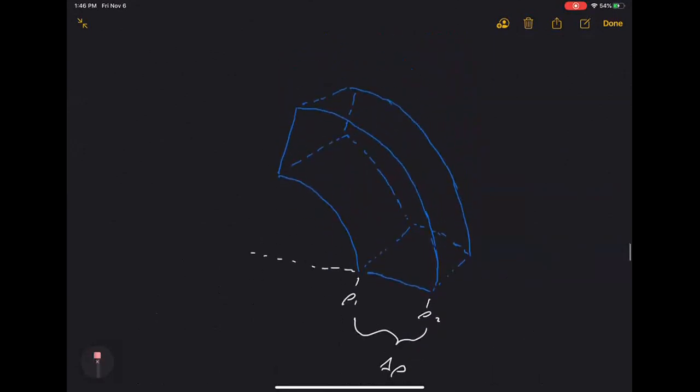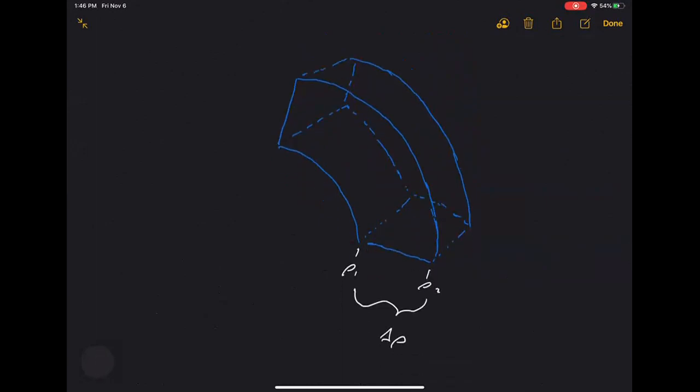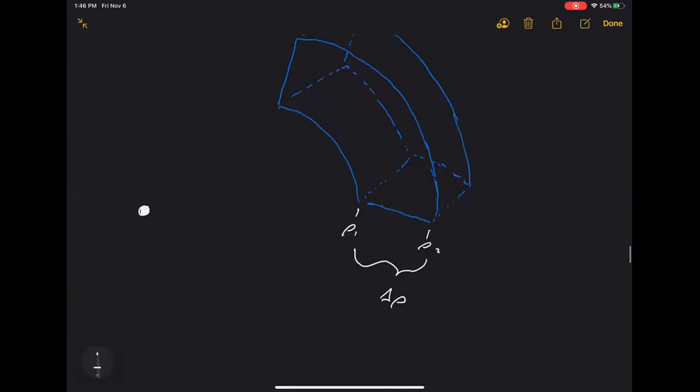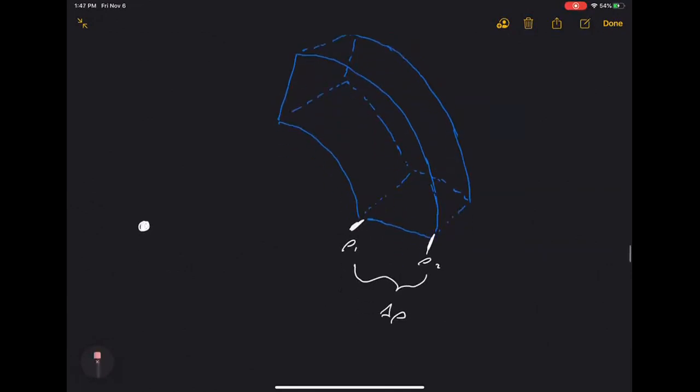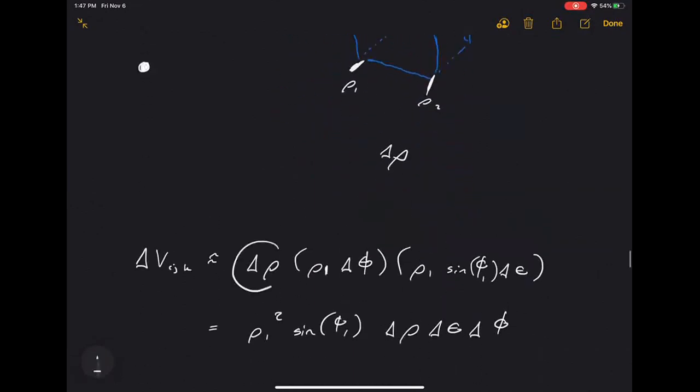Let's think about the lengths of those three sides. This side here is probably the easiest. Remember, maybe we have our origin over here. I'm not going to draw the axes. Let's say this is my origin. What are the coordinates of this box? First of all, I have my radius 1 here. That's where my object begins, to my radius 2 here. Call this distance delta rho. That's pretty easy. So that's one of the sides of my box.